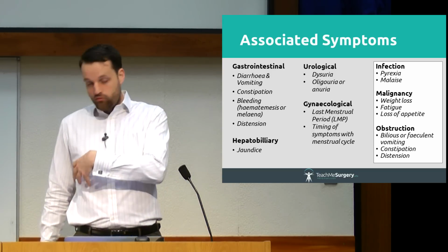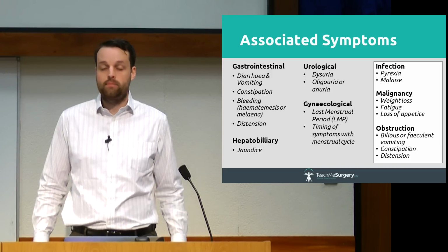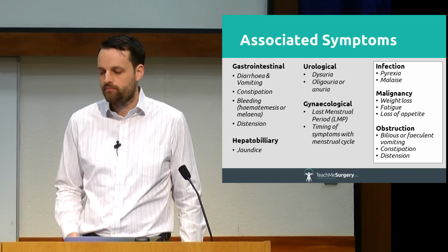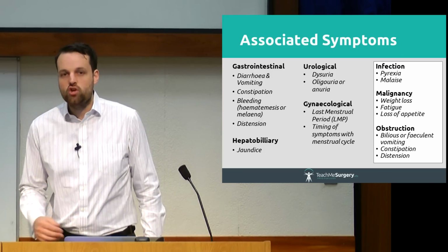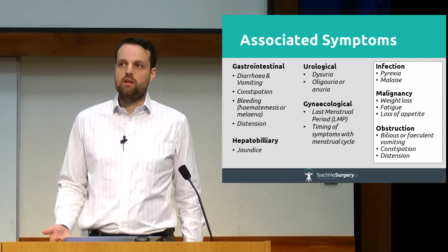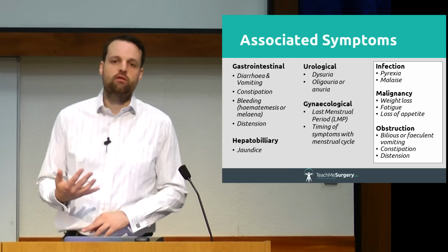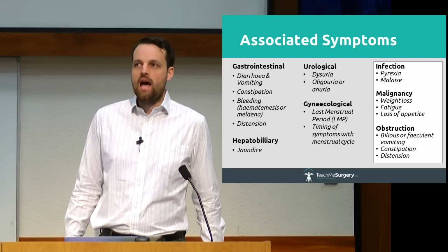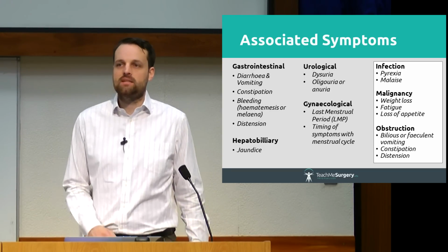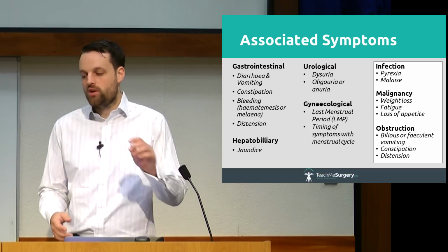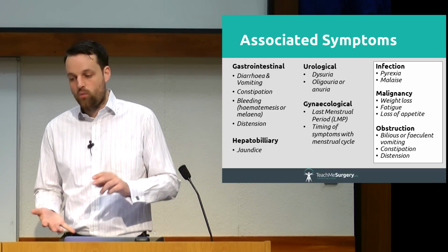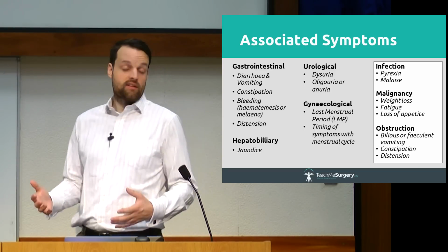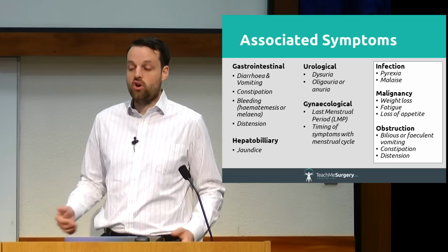If someone's coming with right upper quadrant pain and you're thinking hepatobiliary pathology, then you need to ask about jaundice. If you're thinking UTI or urological pathology, you need to ask about dysuria, but also oliguria or even anuria. And if you have a female patient and you're thinking this might be a gynecological problem, you need to ask about their last menstrual period, when that was, and the timing of their symptoms with the menstrual cycle, as well as if there's any vaginal bleeding or vaginal discharge.